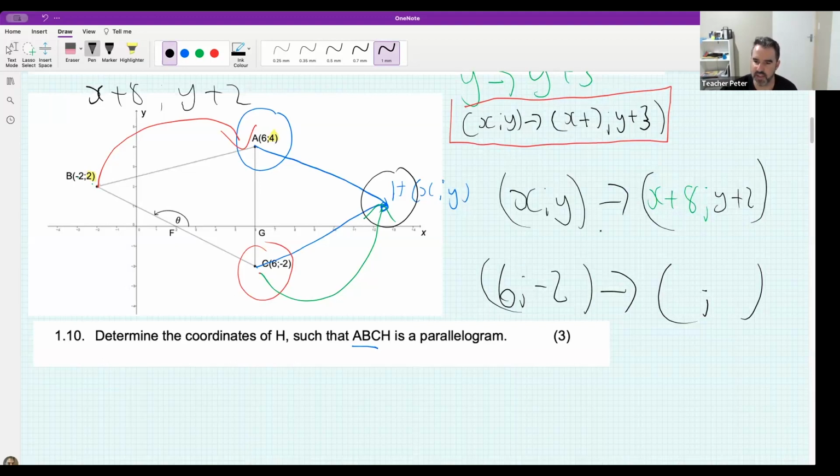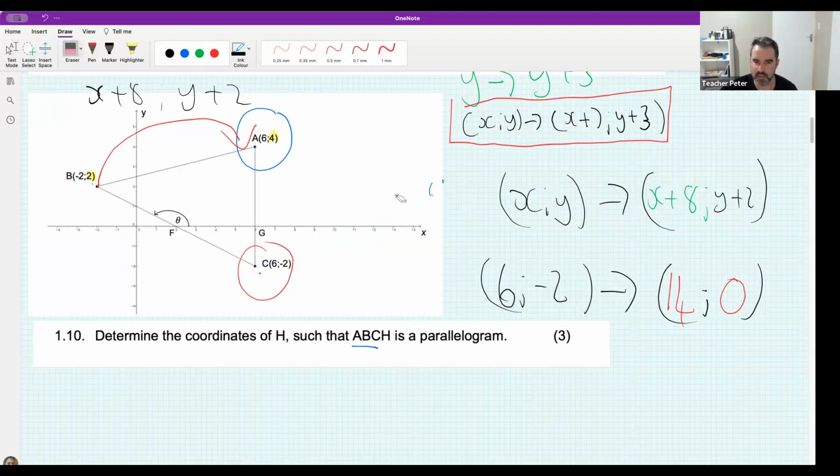So 6 plus 8 is 14, and -2 plus 2 is 0. So the point is 14, 0. That's a -2 and that's a 6. So you know what? Actually, the point that I'm looking for is literally on the x-axis. So this point down here is just the point 14, 0, or H is just the point 14, 0.